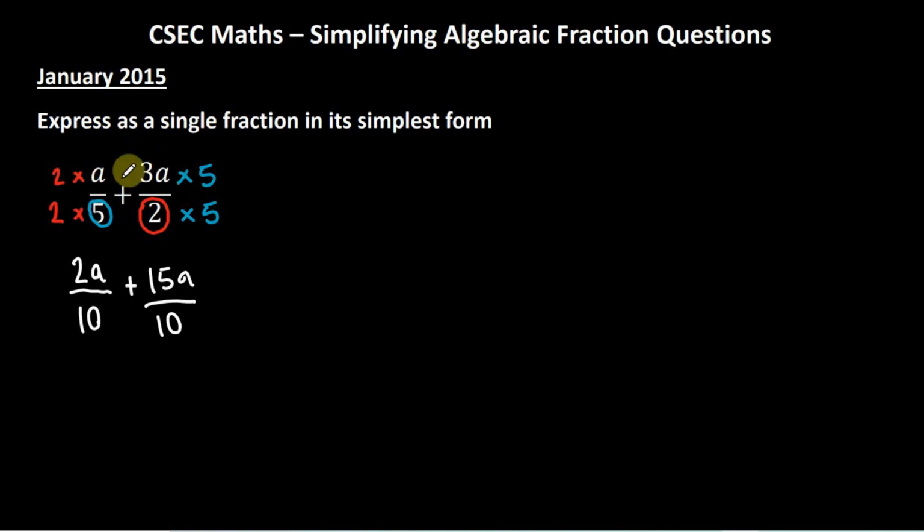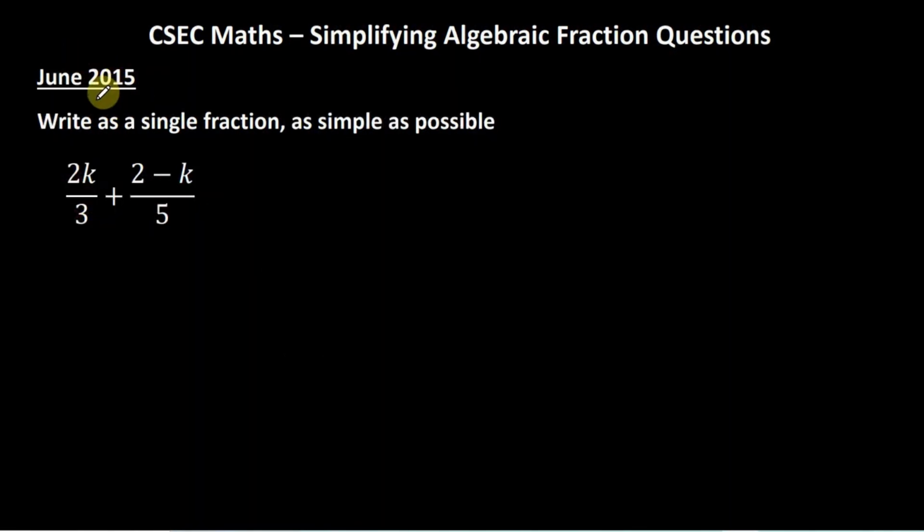And all we did there, guys, was to just write an equivalent fraction for both fractions that allows both fractions to share the same denominator, right? Now that we have both fractions with the same denominator, we can now proceed by adding the numerator. So we have 2a plus 15a, that's 17a, divided by the common denominator, which is 10. And this is our answer.